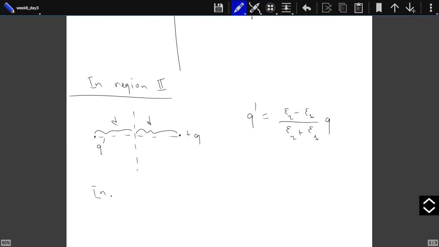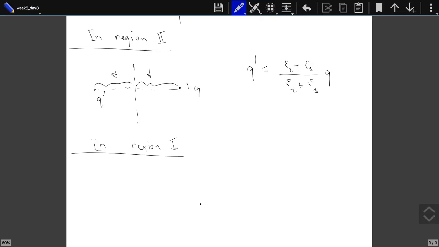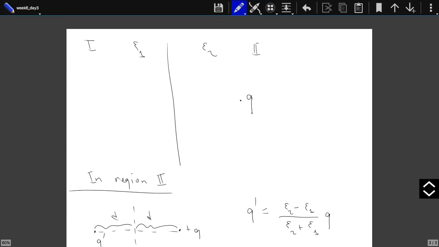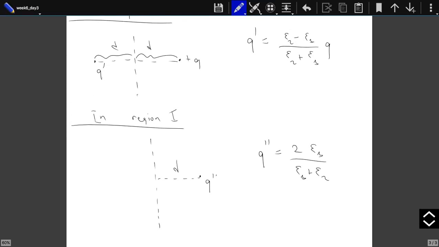And then in region 1, the potential created was the same as the potential created by a single charge at the position of the real charge. And this Q double prime was twice epsilon 1 divided by epsilon 1 plus epsilon 2, times Q. Again, if we take the limits that we already know, when epsilon 1 is equal to epsilon 2, that is, there is no boundary, region 1 will see the real charge, so that is Q.